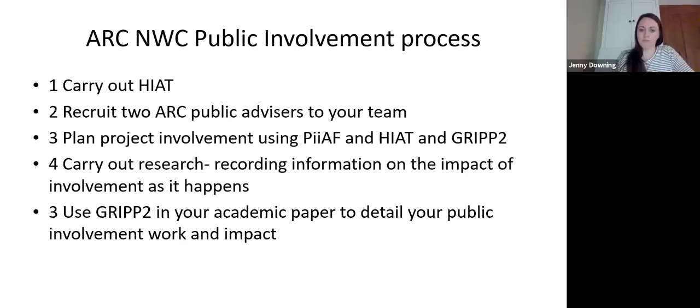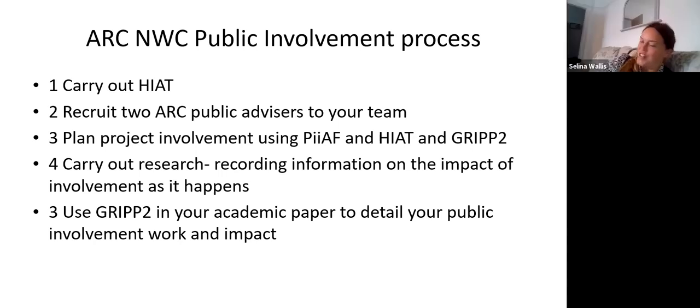No. Okay, so once you have got your funding and your research and your question and you've got your advisors, then you're going to be carrying out your research in the way that you've planned it, and you're going to be recording information as you go along about how you're doing things and what the outcomes of them are.